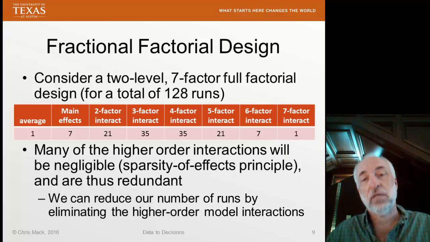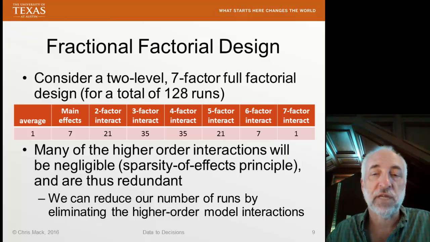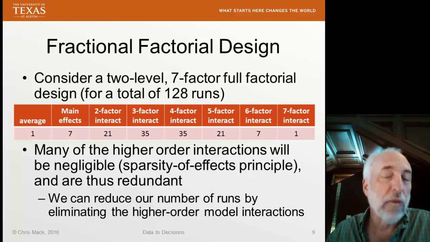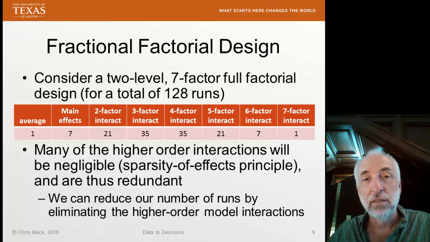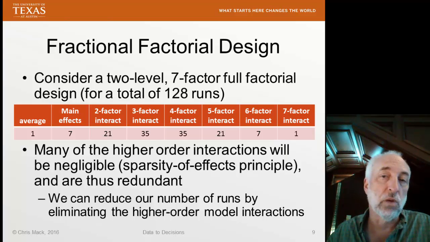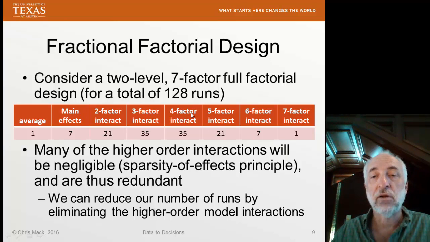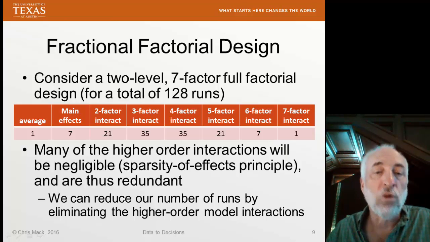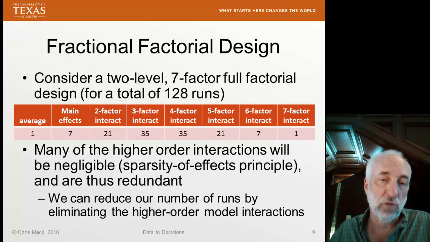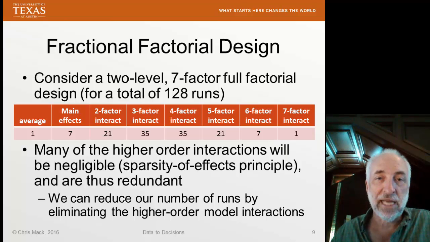This gives us an opportunity. If, in fact, the sparsity effects principle is in play for our data, we can figure out a way to reduce the number of runs, the number of experiments we have to perform with a proper design, allowing us to get the main effects and the level of interactions we're interested in, but ignoring the higher interactions. We call this a fractional factorial design. Let's see how it works.